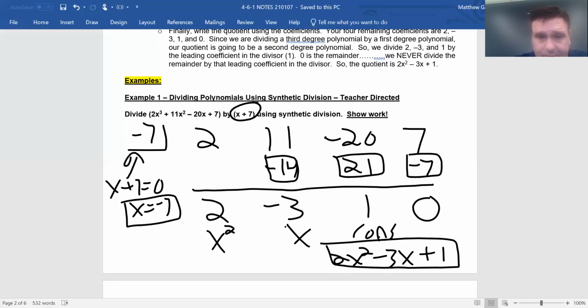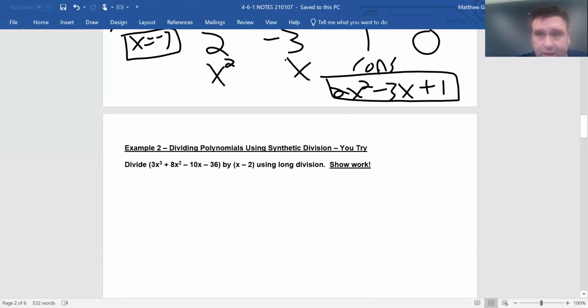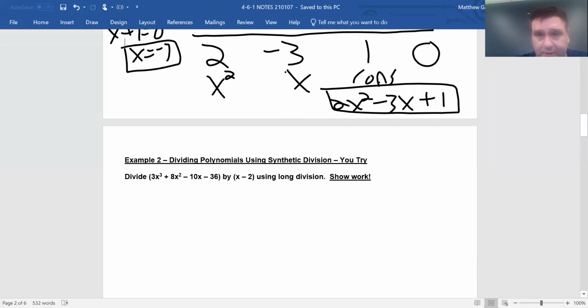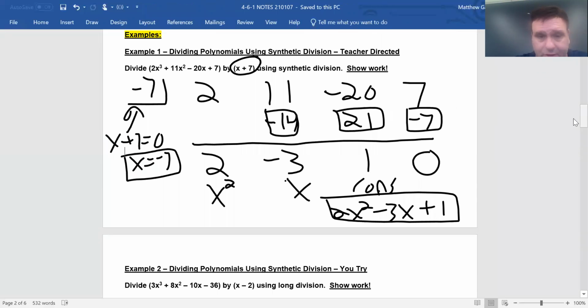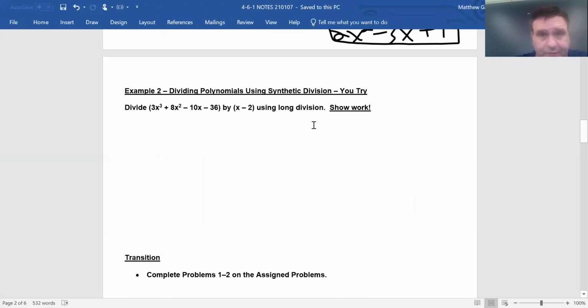So try number 2. All of these problems I'm given today should not have a remainder. We'll do those with remainders tomorrow. But try number 2 and I'll be back to go over it.